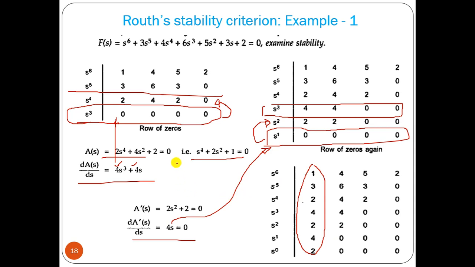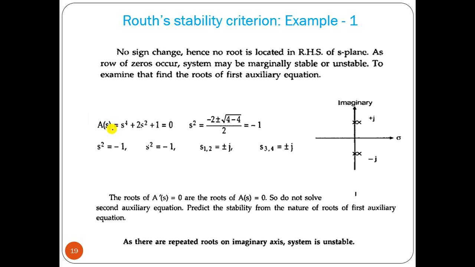That means there is no pole on the right half of the s plane. Now we have two auxiliary equations: this is one auxiliary equation, this is another. Now we have to find the roots of these auxiliary equations. So from the first auxiliary equation we can find the roots. Taking s^2 as a, we get a^2 + 2a + 1, and solving it with the quadratic formula, minus 2 plus minus the square root of b^2 minus 4ac, by 2a, we get a equal to minus 1.